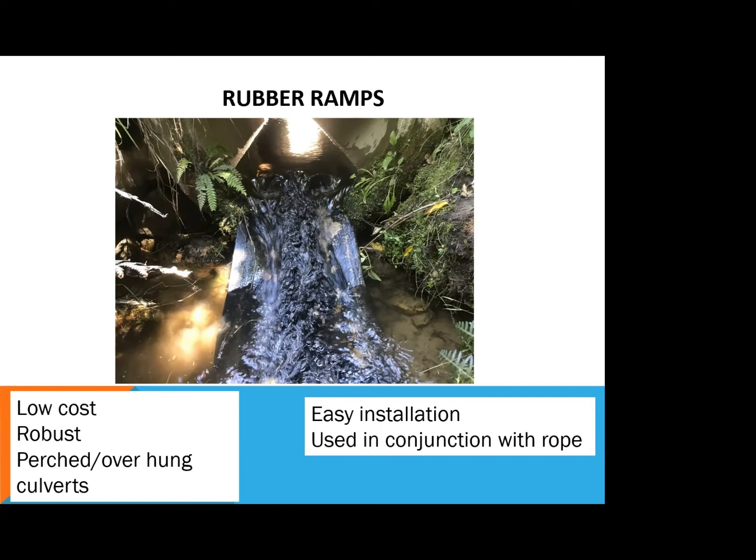Rubber ramps are a robust, low-cost option when dealing with overhanging culverts or aprons, and can be used in conjunction with mussel rope to good effect.